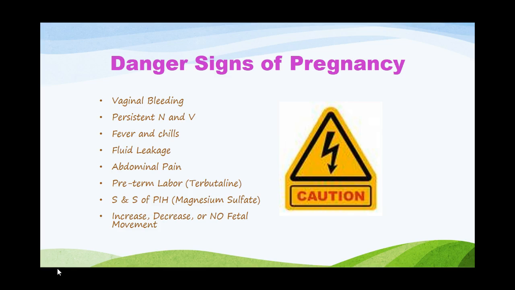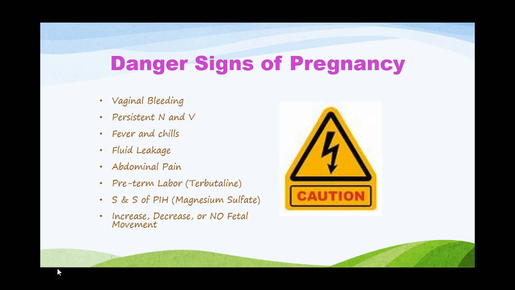Fever and chills, that's a danger sign during pregnancy, because that's telling us there is an infection somewhere, and we do not want moms to experience any types of infections that can ultimately move on to the fetus and affect the baby. Fluid leakage, so moms who have rupture of membranes early, or they're leaking some kind of fluid from their vagina, that's not a normal sign if it's too early.